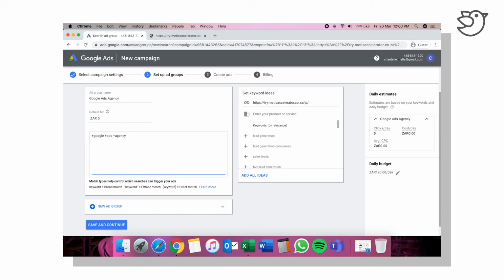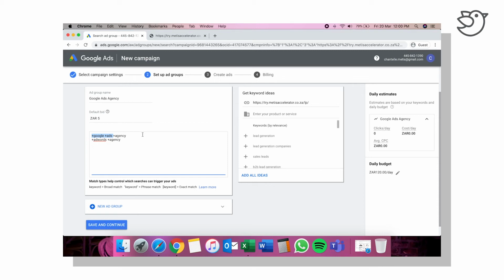Some people type in the word AdWords Agency. Now you'll notice that I haven't just put in Google Ads or just AdWords, because that could allow me to show for people that maybe want to run it themselves or potentially just want to sign into their current account, and that's what they're typing into Google. So I want to be a little bit more specific.